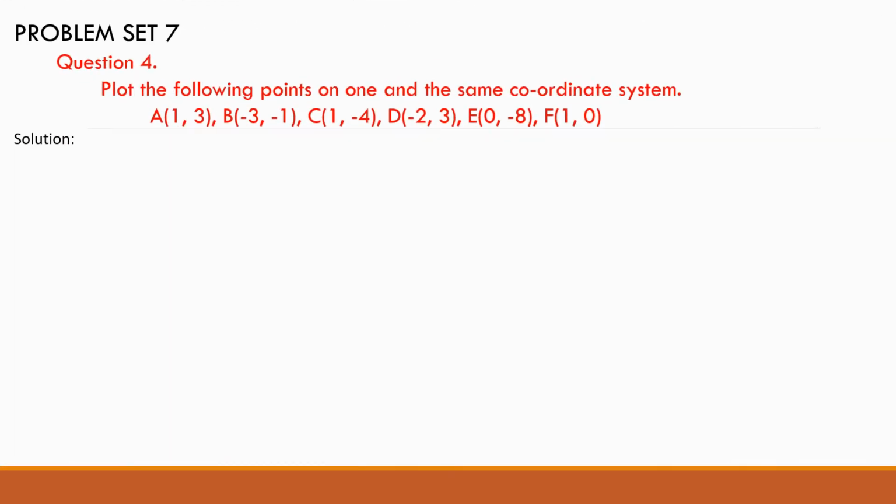Question number 4. Plot the following points on one and the same coordinate system. The points are given: A(1, 3), B(-3, -1), C(1, -4), D(-2, 3), E(0, -8), and F(1, 0). You have to plot all these points on one graph paper.